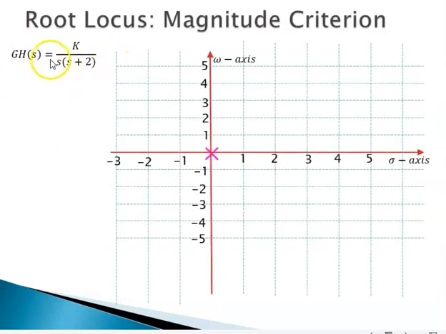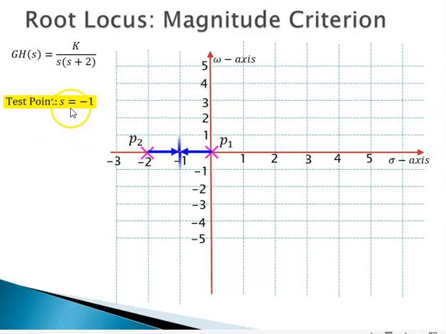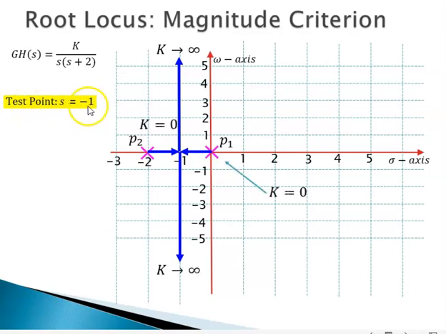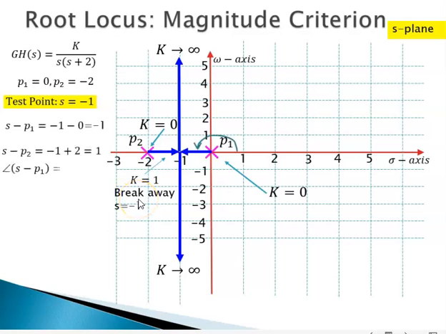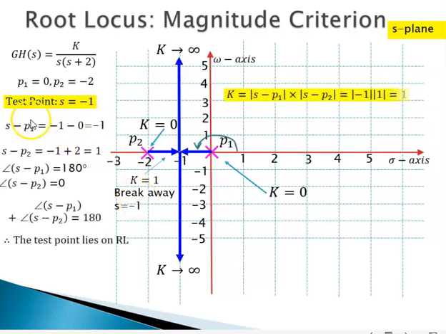We consider a transfer function given over here as an example that we have already seen, and just go through the steps, noting that we are interested right now in the point s is equal to minus 1. We took this as the test point. At the test point, angle of s minus p1: s minus p1 is a vector going from p1 to s. P1 is here, s is here, so this is s minus p1.